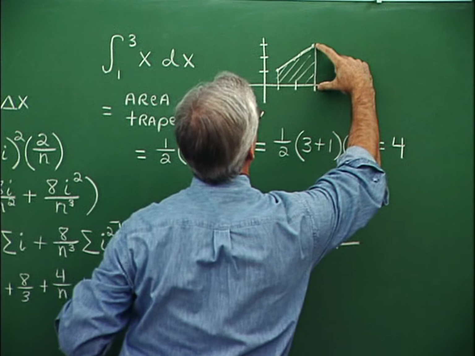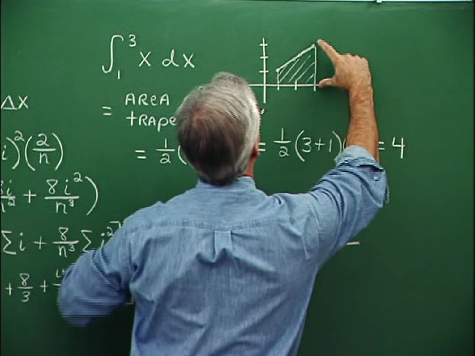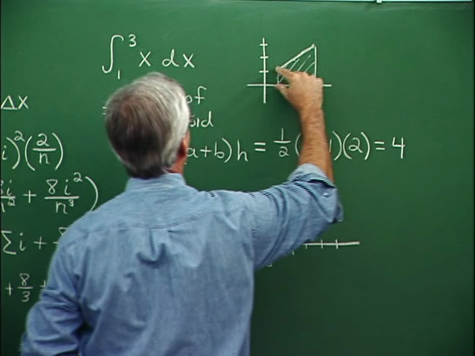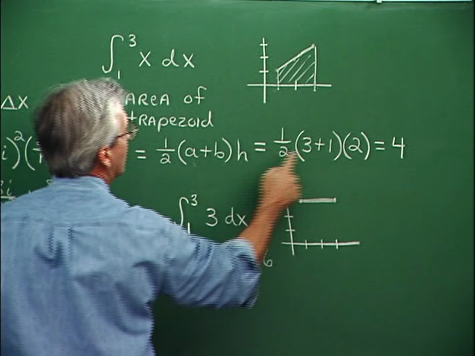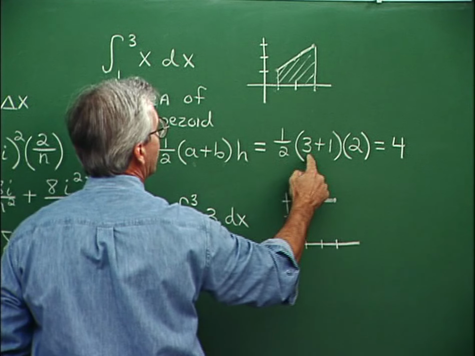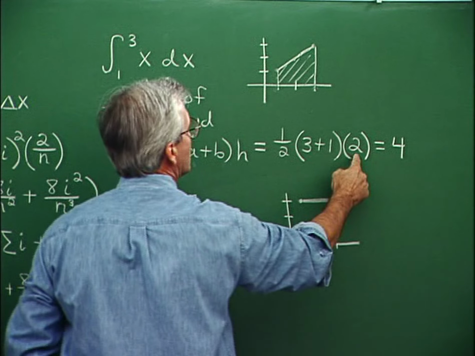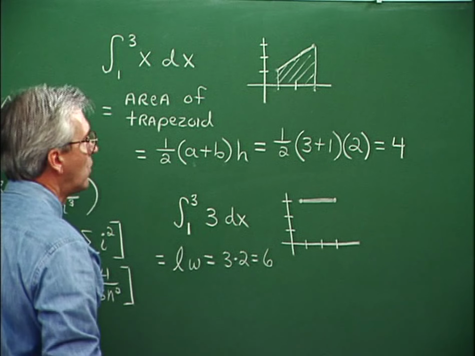Well, let's see. Upper and lower bases would be this. Let's call this the lower base. If we think about cocking it over like this, then this would be 3, and that's 1, so that's 3 plus 1 in here. I've got it over here, 1/2 of 3 plus 1, and then the height turns out to be 2. So that turns out to be 4.